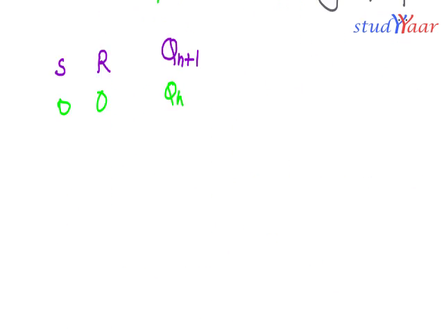When S is 0, R is 1, your Q next is 0. And when S is 1, your R is 0, your Qn plus 1 is 1, or your next state is 1. And if you have 1 1, this is your indeterminate condition. I'm going to put a question mark. This is something that you should not have.